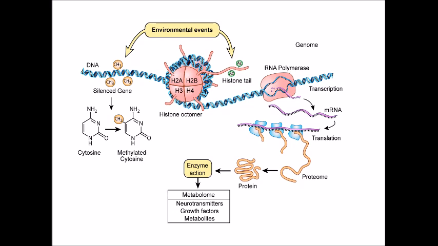So we're going to be looking at 2 major mechanisms. First, environmental events can cause the methylation of genes, and that tends to silence them because you put a methyl group on the cytosine. On the other hand, we can put acyl groups on the histone tails here, and when the acyl groups are on there, it will open up the histone octamer so the messenger RNA can be translated into proteins and so on.